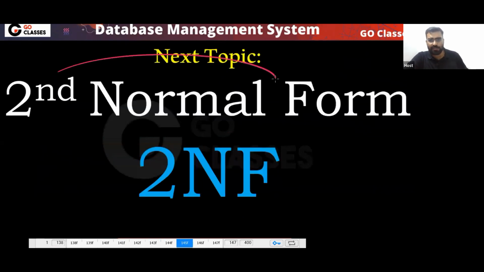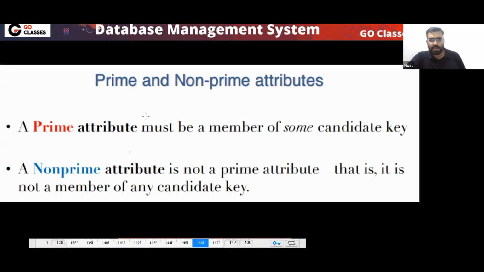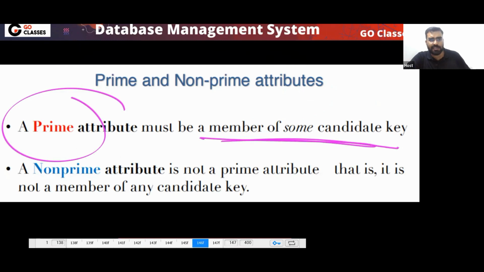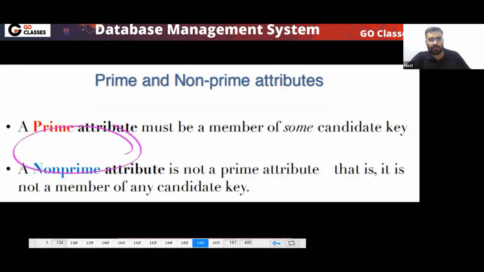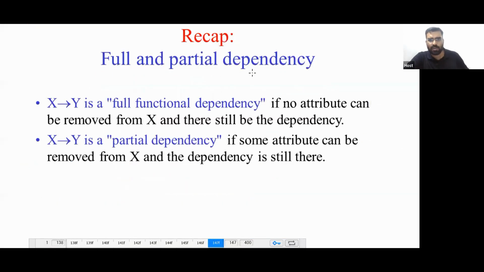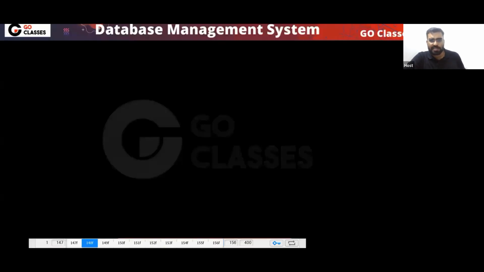Now let's start 2NF. What is second normal form? The definition is very simple. You know what is prime and non-prime attribute, right? A prime attribute is a member of some candidate key. A non-prime attribute is not a member of any candidate key. Next, we already know what is full dependency and what is partial dependency. This also we have seen.